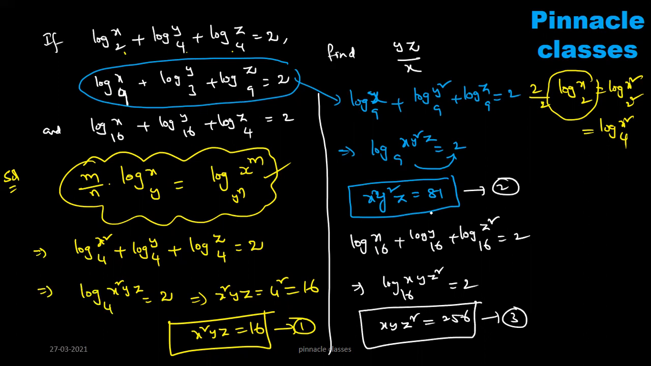Can you simplify? What to do here in this case? What to do? Divide 1 by 2 and then 2 by 3. Okay. What is the result coming? Check it.